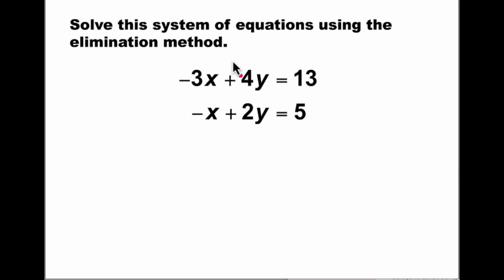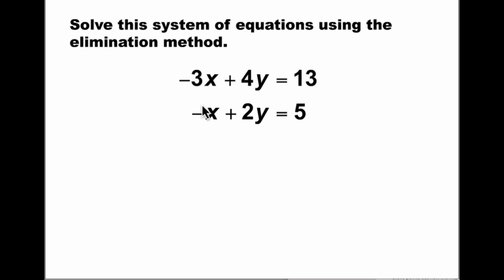Solve this system of equations using the elimination method. With the elimination method of solving a system of equations, you combine the two equations and in the process eliminate one of the variables.